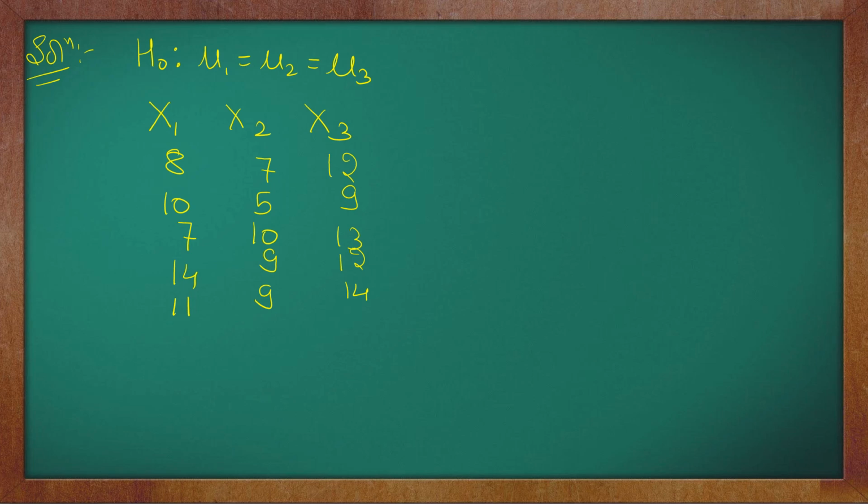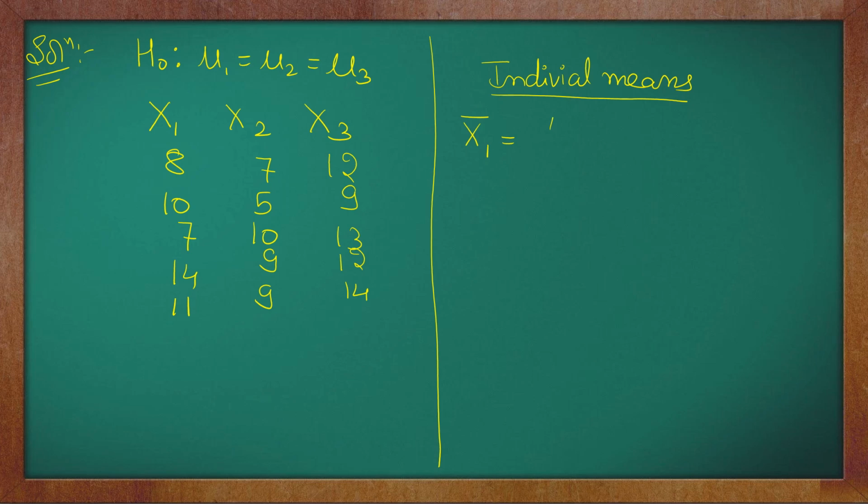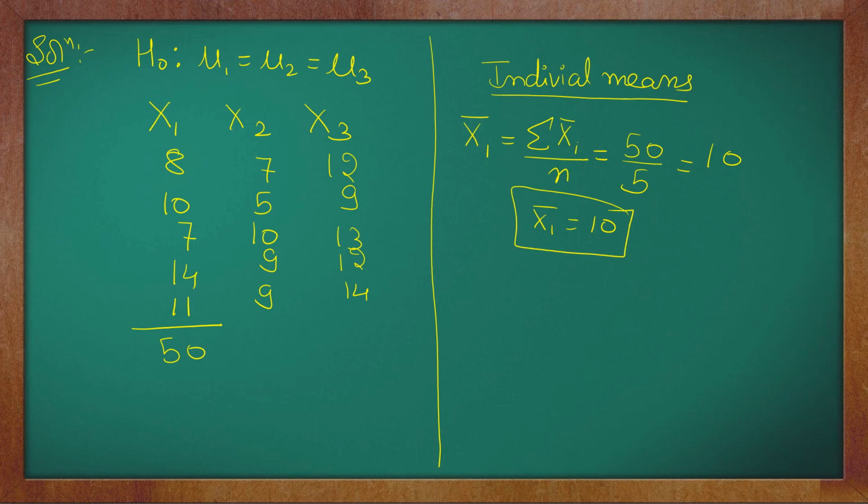So the first step is that we will calculate the individual mean of all samples. How many samples do we have? Three. Individual mean, you will calculate x1 bar, which is the sum of x1 upon n. So what is the total? Calculate, and the total is 50. How many values do we have? 5. So this is 10. So x1 bar is 10. Okay, we got the first individual mean.